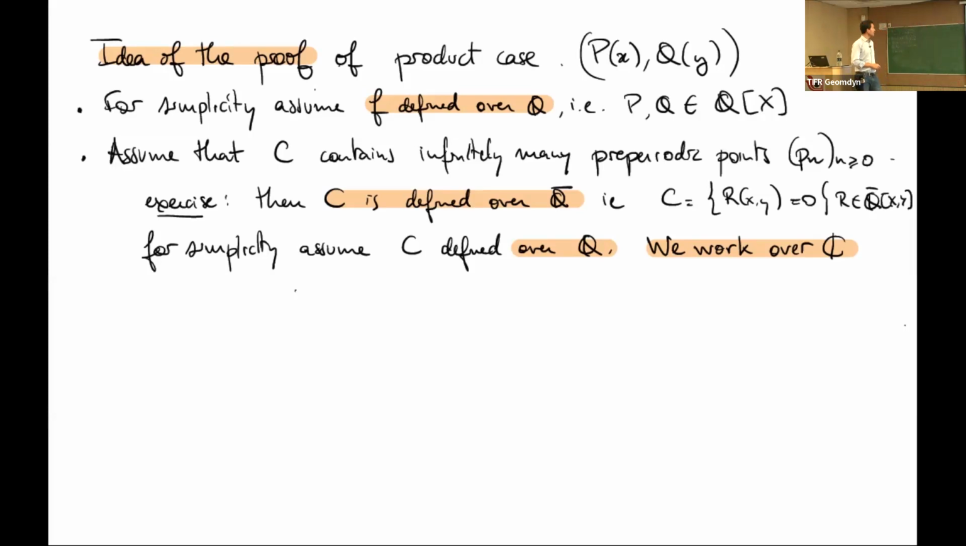And again, for simplicity, let me assume that the curve is defined over Q. There are no algebraic numbers, only rational numbers involved. And as I said, in this theorem we will embed everything in the complex numbers, so we will view all these equations as equations over the complex numbers. We could have made another choice; there are many other fields containing the field of rational numbers. So we work over C.